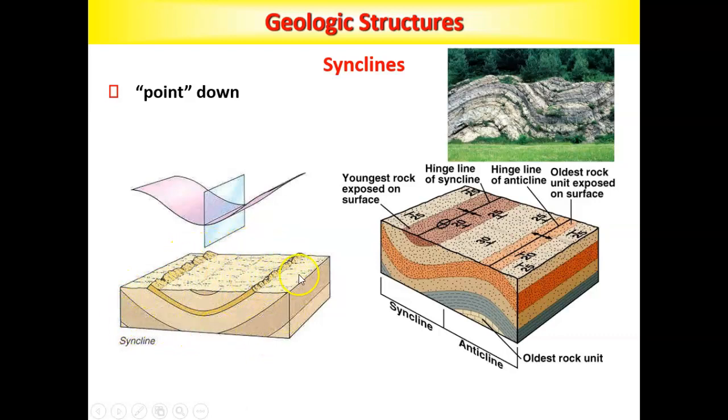So an example would be if I gave you just this side view here, a cross-sectional view, you did not see the top here. You didn't have any of this surface information. And I said, what type of structure is this? This view here would tell you that it is a syncline because it has this shape.